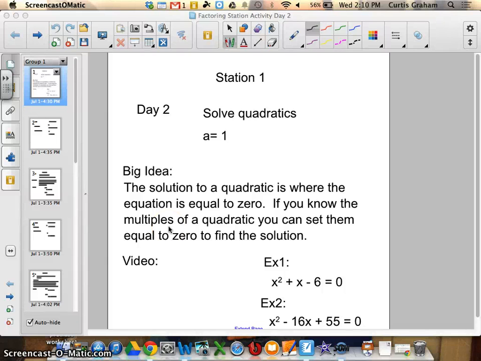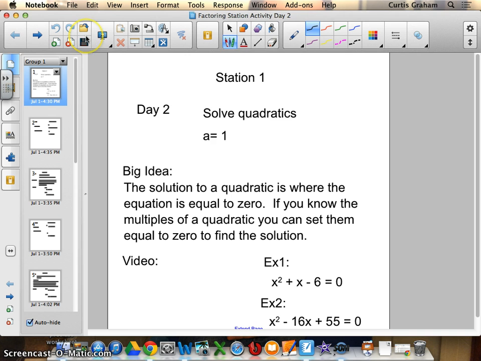All right, solving quadratics where a is equal to 1. This is really getting into some of the key aspects of this chapter, which is solving quadratic equations, trying to find out where it hits the x-intercept. In order to do that, what you're going to do is basically set your equation equal to 0. And because you know that anything times 0 is 0, we can factor this out into two binomials and then set them equal to 0.